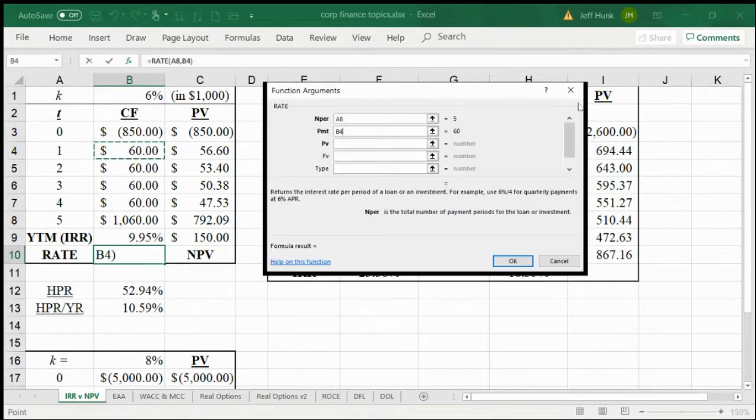Payments. Now, the payments are cash flows in each year, and it's $60,000 every year. So you enter B4. You might wonder, what about B5, B6? You can enter B5 or B6, but here's the thing. This rate function can be used only if the cash inflow generated is in annuity form, right?